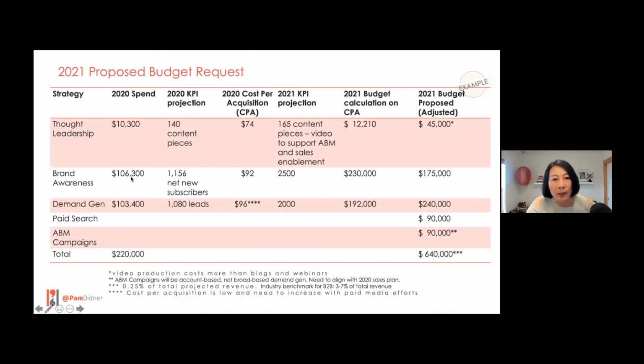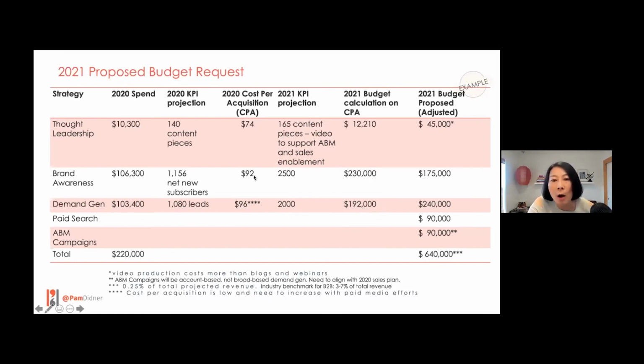Brand awareness, same thing. For $100,000, and as much as she tries, she can only get about 1,156 people, right? That's about $92 per subscriber. So if you want to increase that to 2,500, that's just going to be $230,000. That's just the way it is. And the same thing applies to the number of leads: 1,080 leads. It's $96 each, and that then requires $192,000.